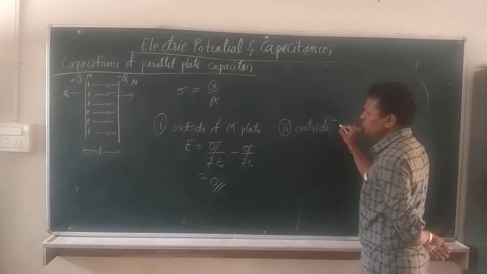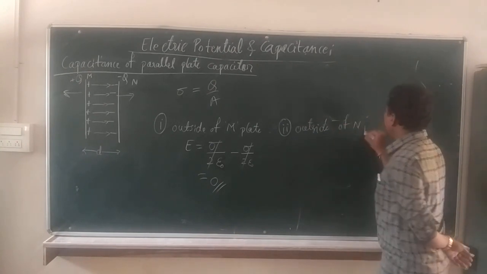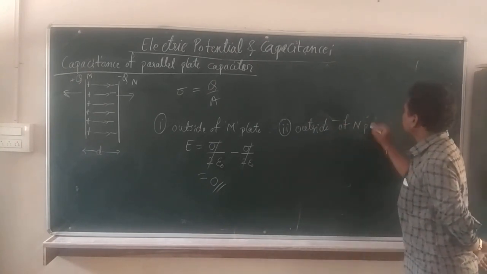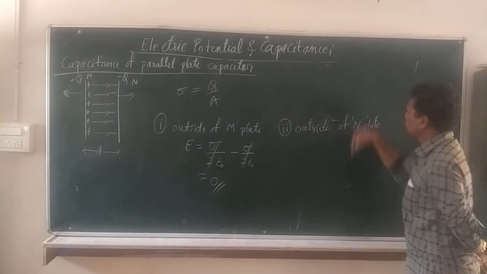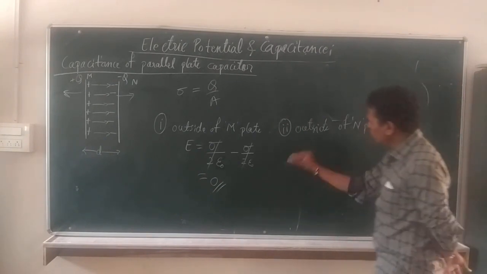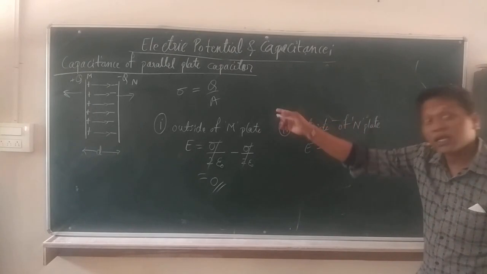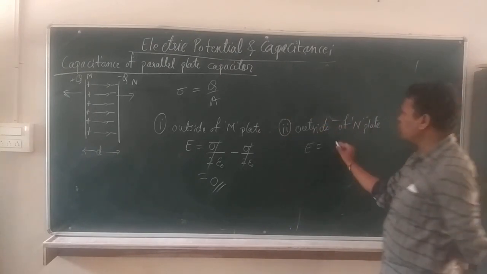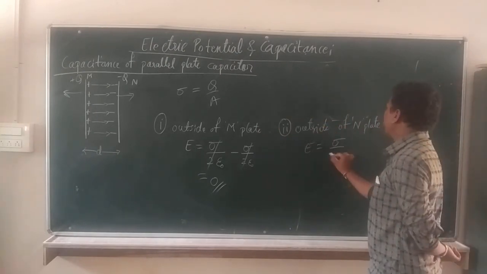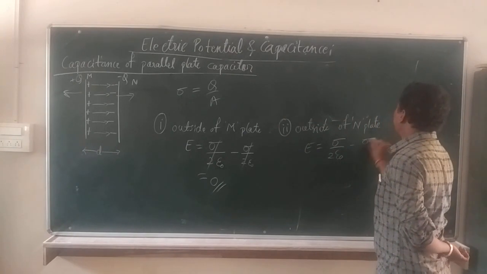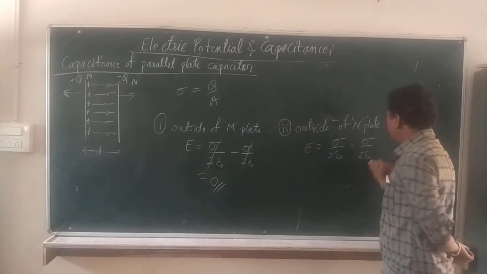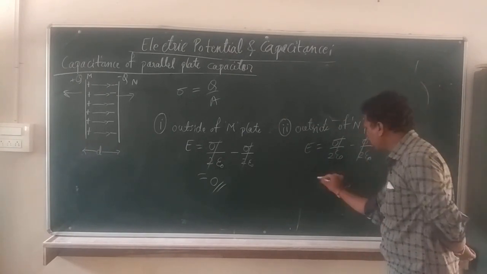Outside of the N plate. Okay, now move on. What happens here? Yes, when you are looking at the N plate, they are also moving in a different direction. I need to get the same thing, no? Sigma divided by 2 epsilon naught minus sigma divided by 2 epsilon naught. What happens? They cancel, so what happens is 0.